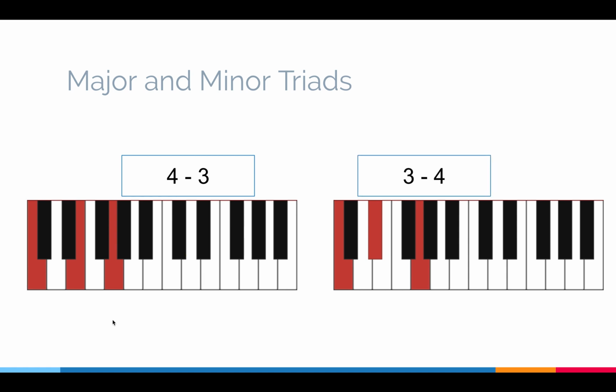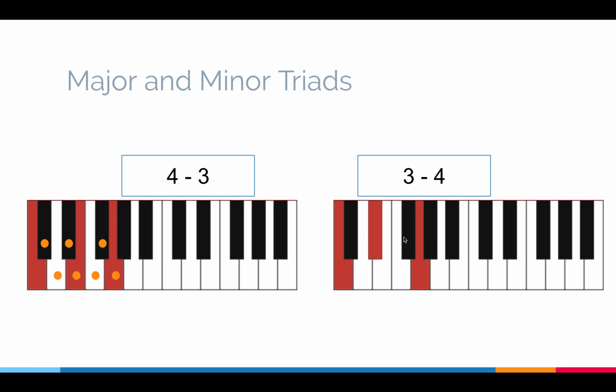Now all that means is, let's concentrate on the major first. We have a root note on the C here. We then move up 4 semitones. 1, 2, 3, 4. And we get our E. We then move up 3 semitones. 1, 2, 3. And we have our G. C, E, G, that is our major triad.